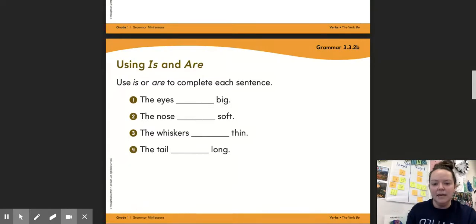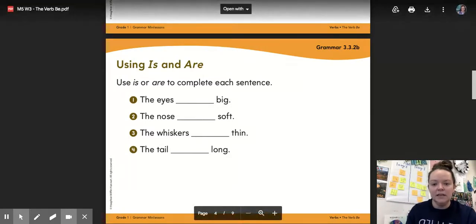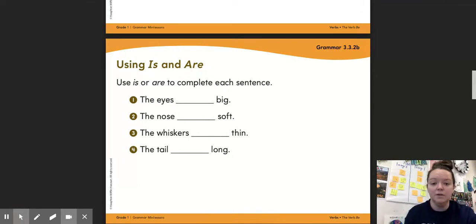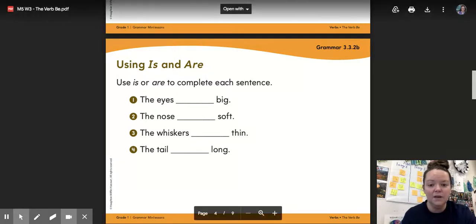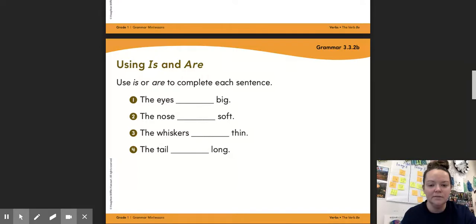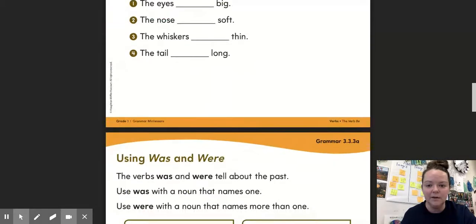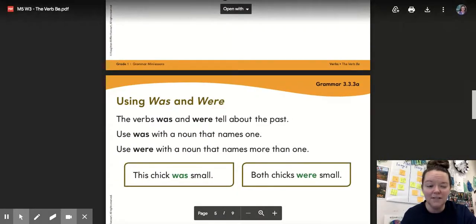The eyes blank big. I see that the noun here, eyes, is more than one, so I'm going to use are. This would say the eyes are big. We would not say the eyes is big. That wouldn't make sense. The nose blank soft. Because there's one nose, I'm going to use is. The nose is soft. The whiskers blank thin. There's an S on whiskers, there's more than one, so the whiskers are thin. The tail blank long. There's just one tail, so I'm going to use is again. The tail is long.